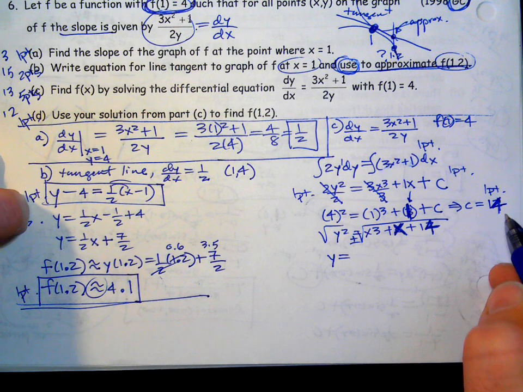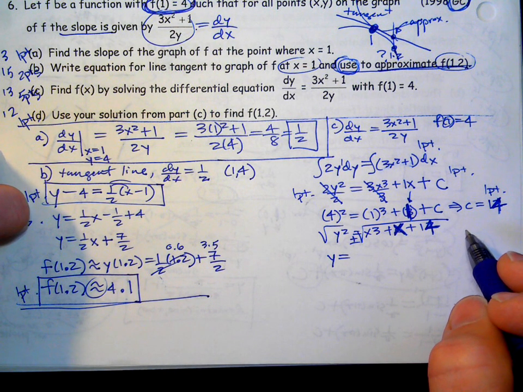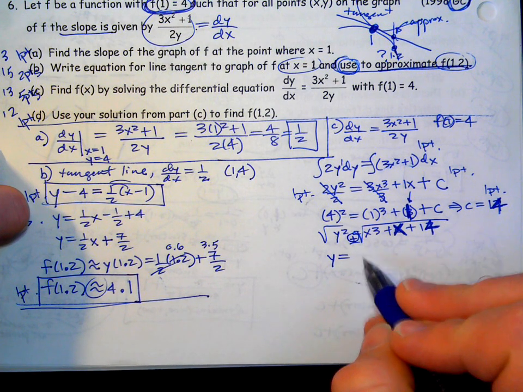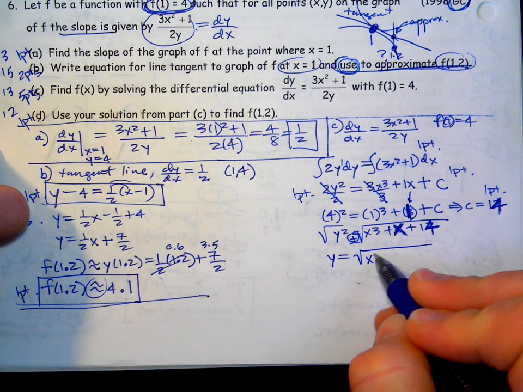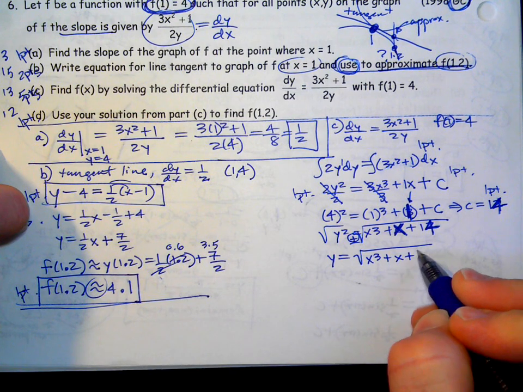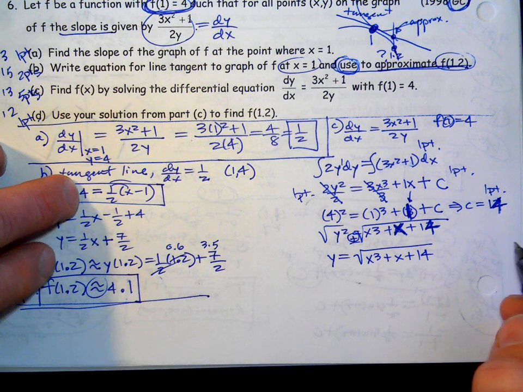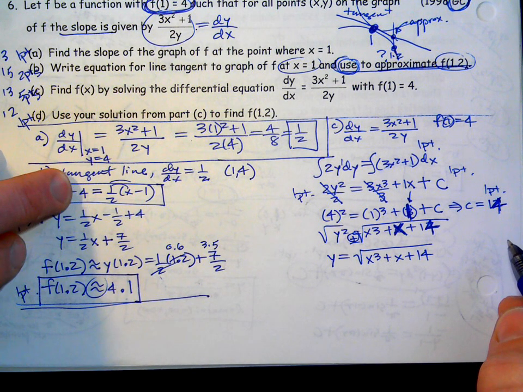At least on my test, I'm going to give you guys more points. So if you plug in 1, the square root of 16 is 4. It needs to be positive, so we're going to go with positive. So this is your solution. Now we need to look at the domain. If you don't do the domain, you're not getting this point. You're losing this last point.